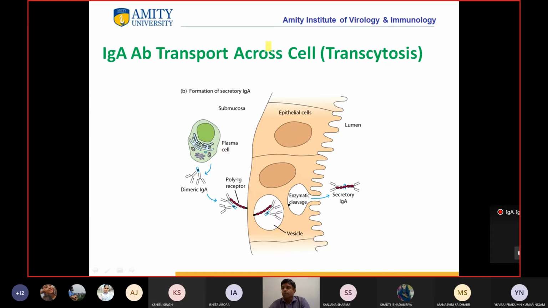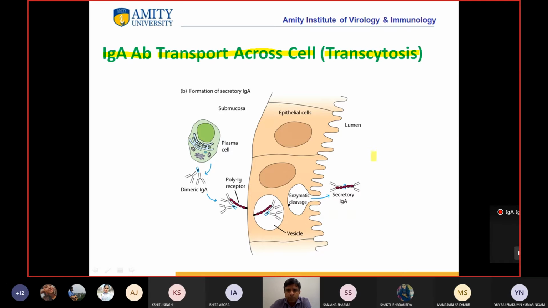Okay, so it happens by a process called transcytosis, which is basically the immunoglobulin A antibody transport across the cell. So this process is called transcytosis. I'm already showing the picture here. I will show you an animation of this and also a video of this, so this process of transcytosis will be clear to you. This is a very simple thing.